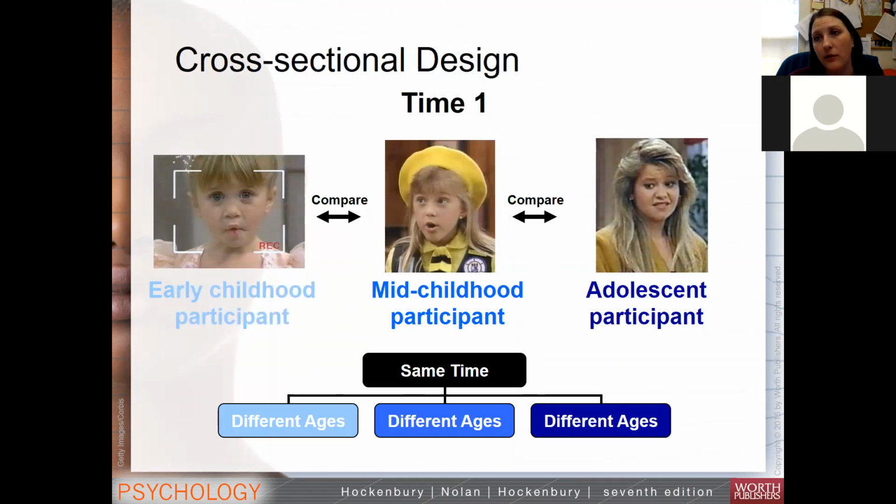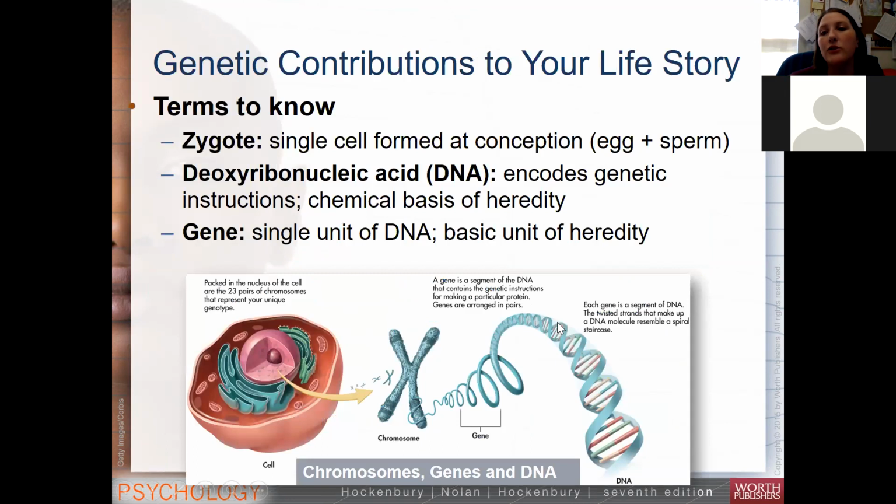It's not as expensive. You don't have to fund a staff for X amount of years. But of course, the downside is that you can't make direct comparisons to the individuals directly because it's not the same person. And of course, historical factors, environmental factors can affect the different groups differently. Okay, so that's pretty much how we go about actually looking at how we research people.